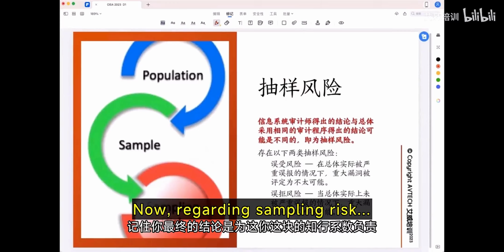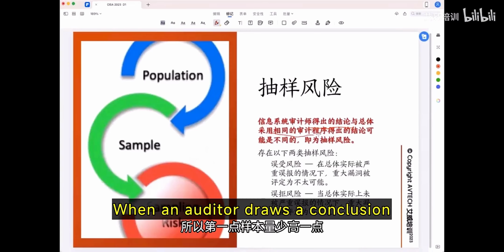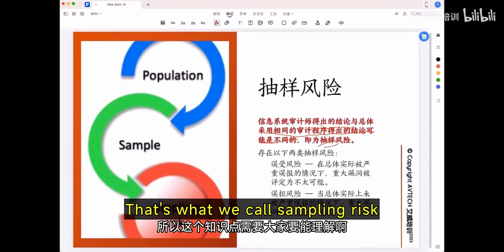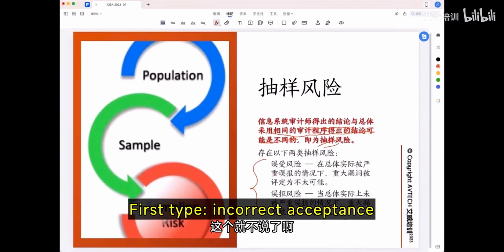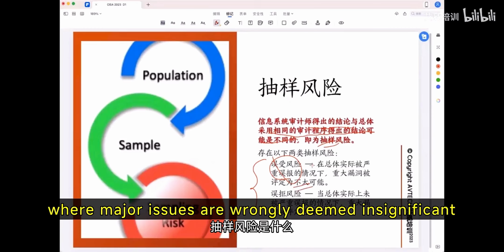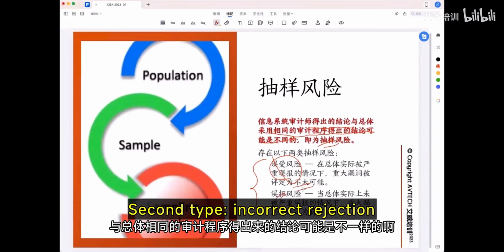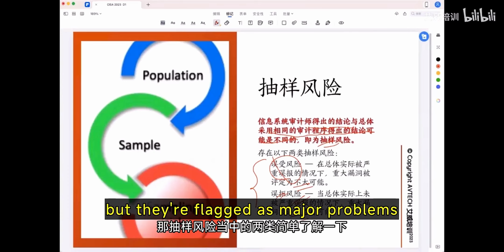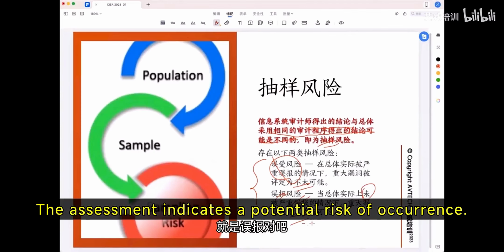Now, regarding sampling risk. What constitutes sampling risk? When an auditor draws a conclusion, it may differ from testing the entire population. That's what we call sampling risk. Let's look at the two types of sampling risk. First type, incorrect acceptance, also known as false positive, where major issues are wrongly deemed insignificant and go undetected. Second type, incorrect rejection, when there are no significant issues, but they're flagged as major problems. In reality, no such occurrence was detected. The assessment indicates a potential risk of occurrence. This is the fundamental principle.